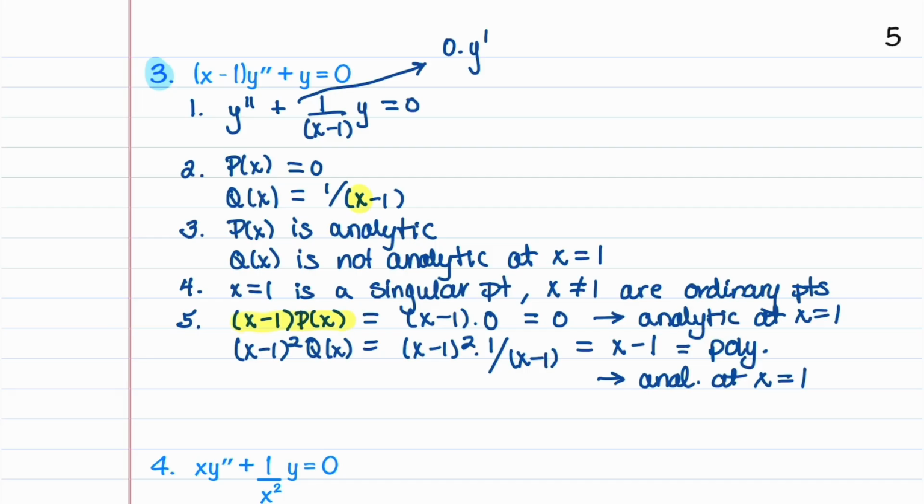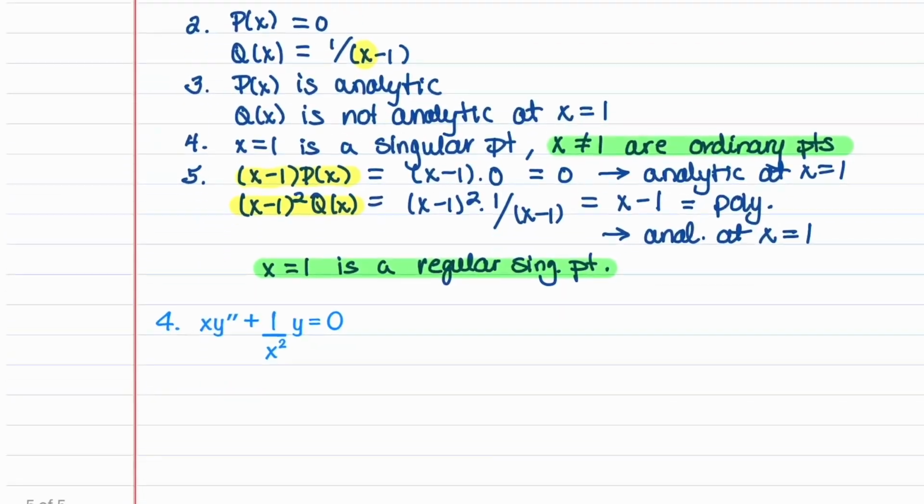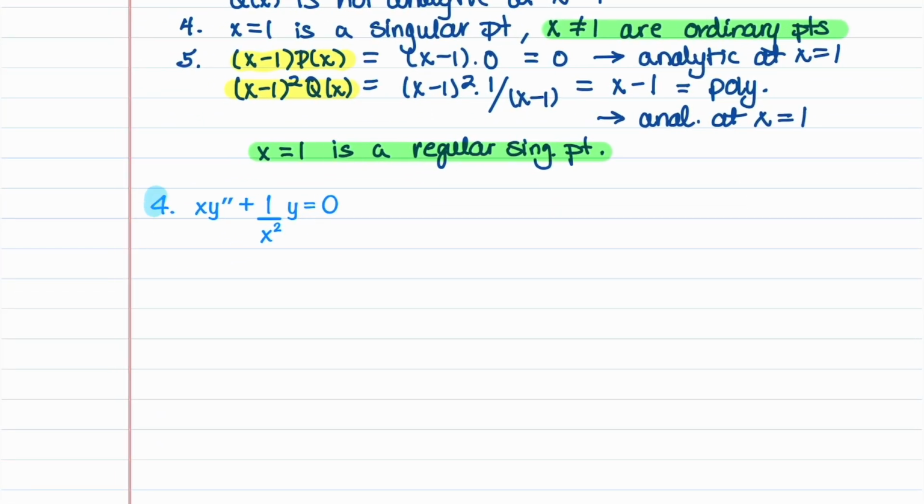Since this function and this function are analytic at the singular point x is equal to 1, we can say that x is equal to 1 is a regular singular point. So our solutions are x is equal to 1 is a regular singular point, and when x is not equal to 1, all of those points are ordinary points. Let's now look at our last example.